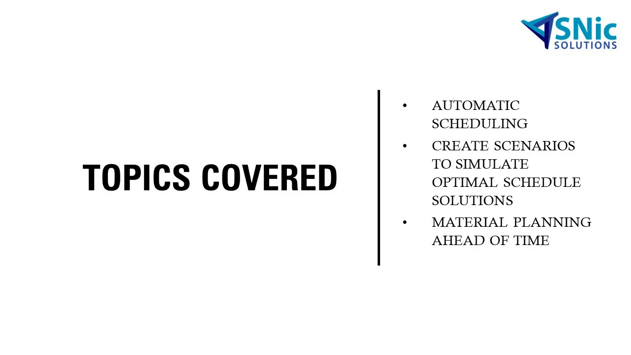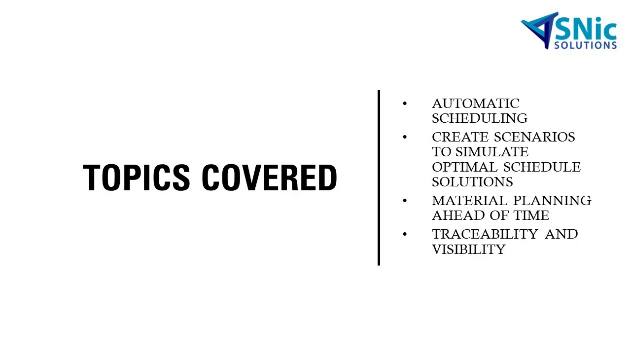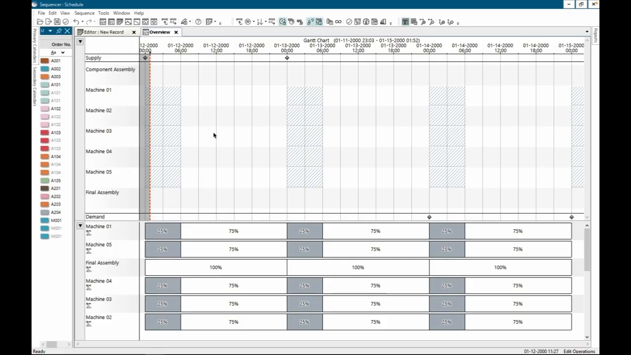We will also show traceability as a significant focus here. APS provides visibility into the entire production workflow, enabling you to trace and track each step from work order creation to completion. First thing I'm going to show you is the Gantt chart here.